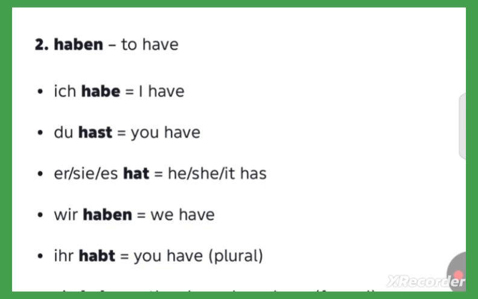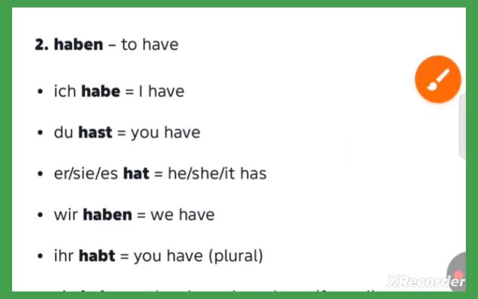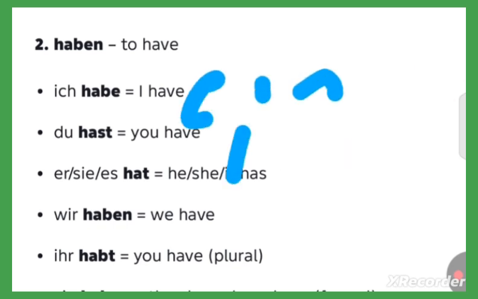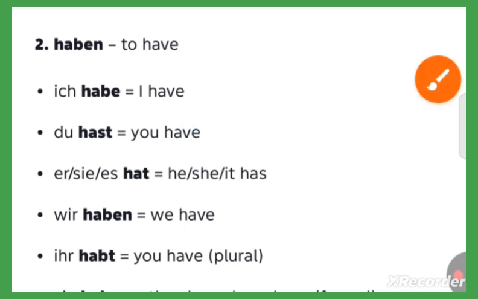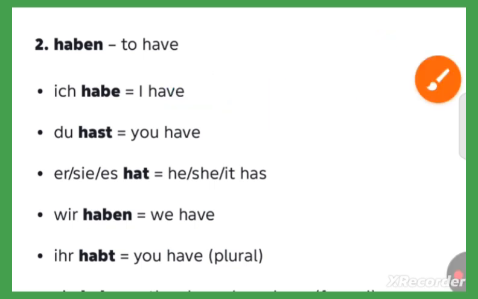For example, you have a child. Du hast ein Kind, you have a child. Du hast Geld, you have money. Du hast Kinder, you have children. All those things. So a car, you have a car. A car is Auto. So you say du hast ein Auto. You have a car. Ein is a. So du hast ein Auto. Du hast ein Buch. Buch we say is a book, like that.